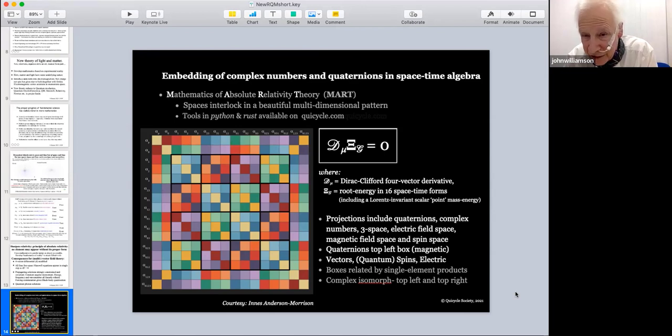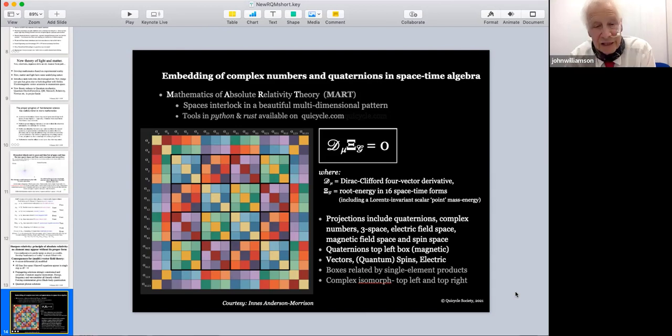So we have a four vector of a 16 object. And there are therefore 16 products. There are 16 separate zeros. Each one is individually zero. That is the theory of the motion of the quantum fluid, the Williamson theory of the quantum fluid for an isolated particle, photon or electron, written in the Mathematics of Absolute Relativity, MART.